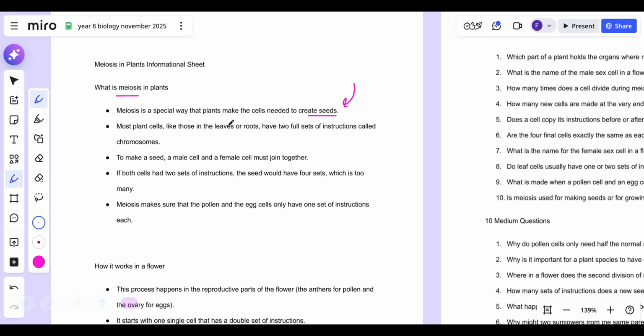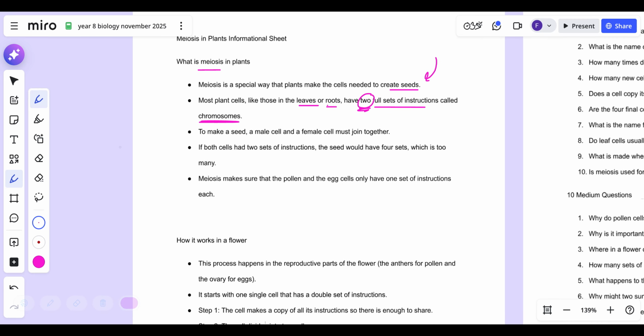Most plants have normal cell division in their leaves and roots. And all your cells, including the plants, have a full set of instructions called chromosomes. Actually, we have a double set. We have half a set from our mum and half a set from our father. And this is true for plants as well. So we have two full sets of instructions, and they are on what we call chromosomes. All right? You cannot have three sets and you cannot have one set. You must have two sets.